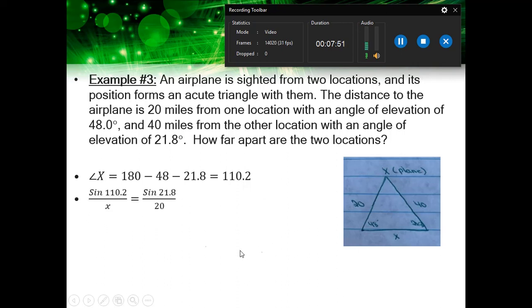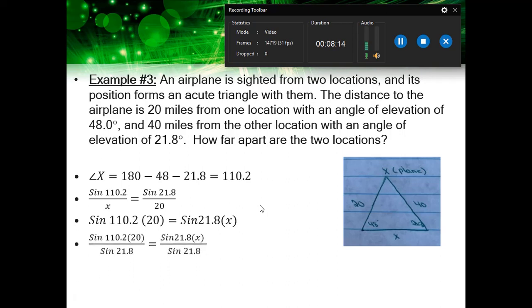So let's set up the law of sines. I have sine of 110.2 over x because they're across from each other. And then sine of 21.8 is over 20. You could have also used sine of 48 over 40, you'll get the same answer. We're going to cross multiply. And then I'm going to divide both sides by sine of 21.8 to isolate my x. And I get 51, and actually it's not degrees, it should be 51 miles.